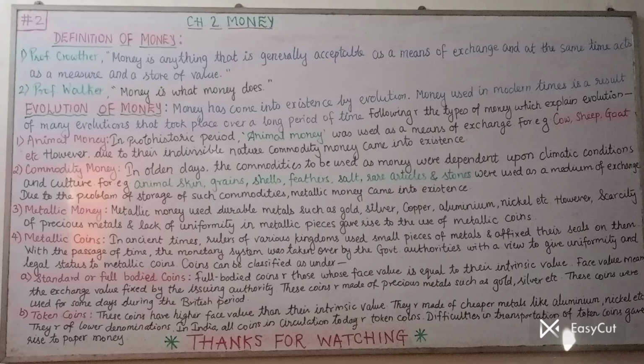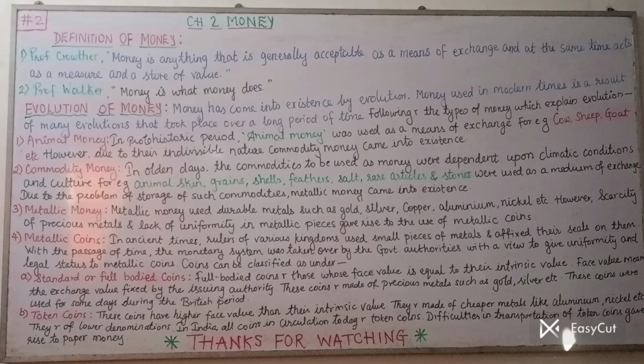Definition of money. We are going to discuss two definitions. Better you take the simple one, that's a much easier definition. Let us start. The first definition is also very simple, but it's a little bit lengthy. Professor Crowther defines money as: money is anything that is generally acceptable as a means of exchange and at the same time acts as a measure and a store of value. So that's the definition by Crowther.